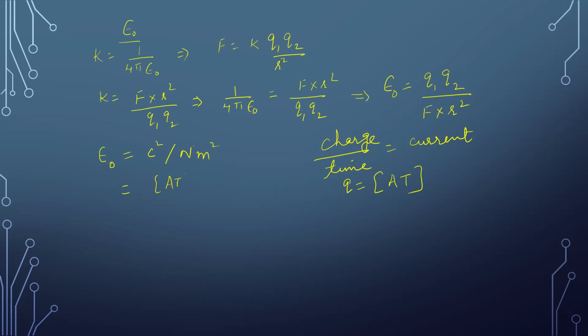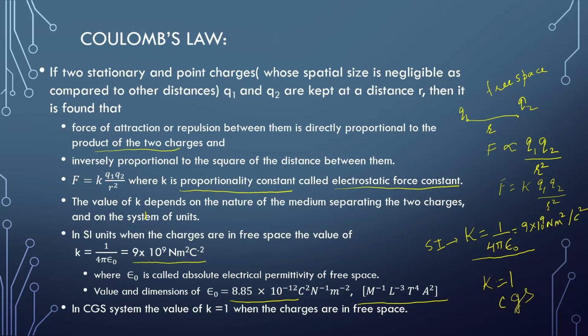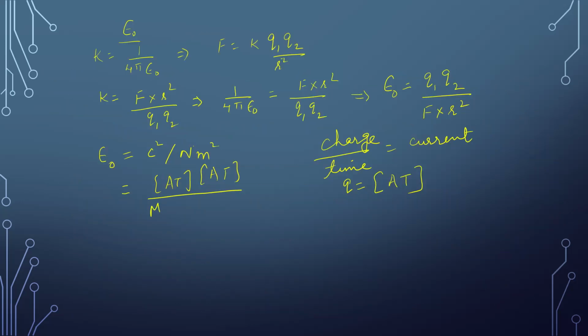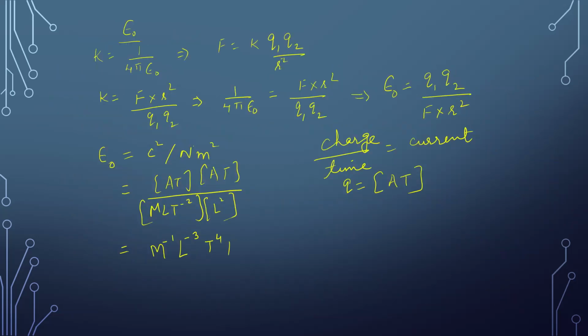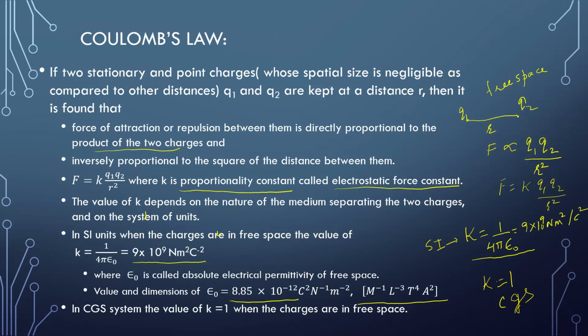So this is equal to Coulomb square, which is AT, again AT because it's square, upon Newton, which is the unit of force, and the force can be written as M L T minus 2, and also this is meter square, which is L2. So this whole thing can be written as M minus 1 L minus 3 T minus 2. When it goes to the numerator, it will become T4, and again it will become A2. So these are the dimensions of your epsilon naught.